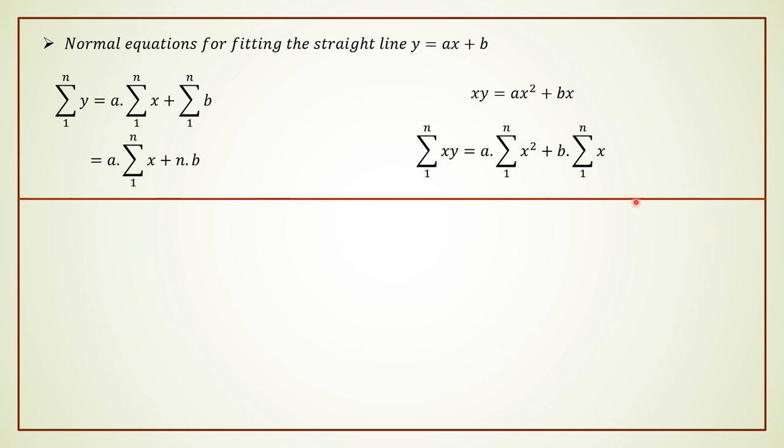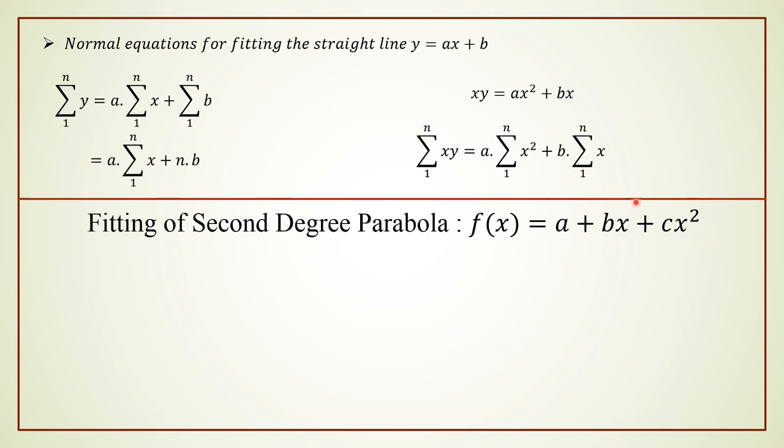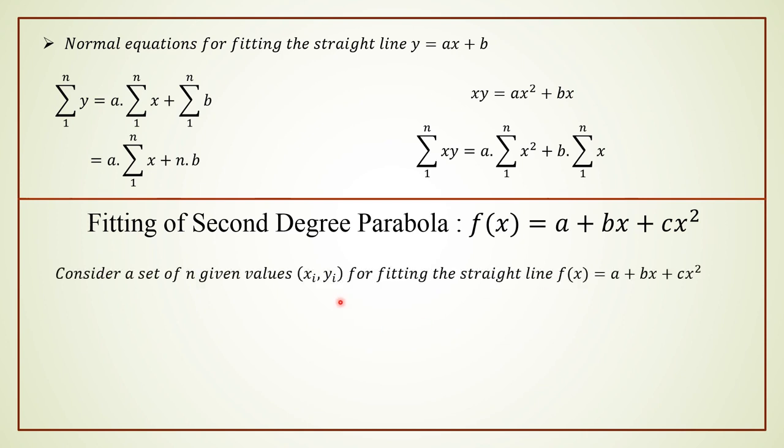Now let me see how to obtain the normal equations for the second degree parabola, which is of the form f of x is equal to a plus bx plus cx square. Just make a note of it. Here you have three unknowns, that is a, b and c. Therefore you need three normal equations in order to find their values. So just consider a set of n given values (xi, yi) for fitting the curve f of x is equal to a plus bx plus cx square.